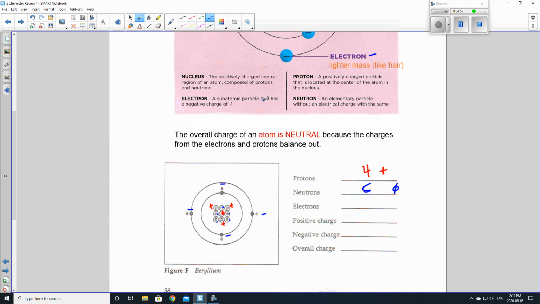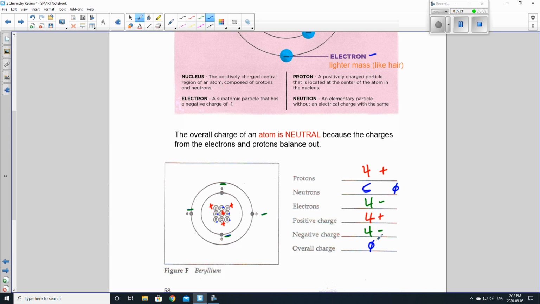So there's going to be 4 minuses. I'm just going to make this green. Okay, so there's 4 minus. So how many positive charges are there? Well, there's 4 positive charges, right? How many negative charges are there? Well, the electrons are negative, so there's also 4. So 4 plus, 4 minus. If you have a positive 4 and you're minusing 4, what is the overall charge? Well, the overall charge is neutral, right?